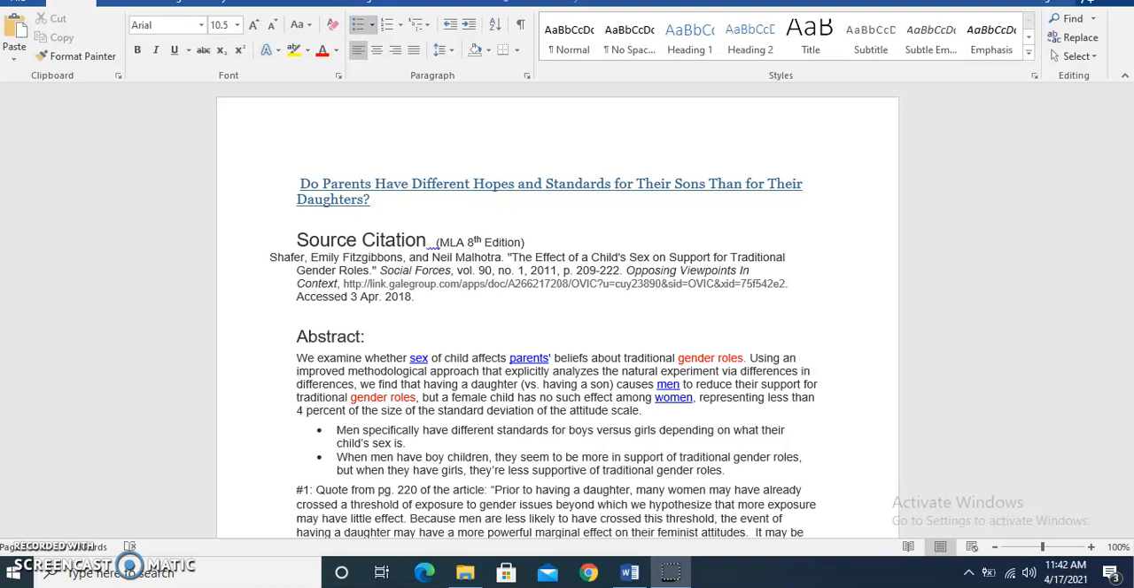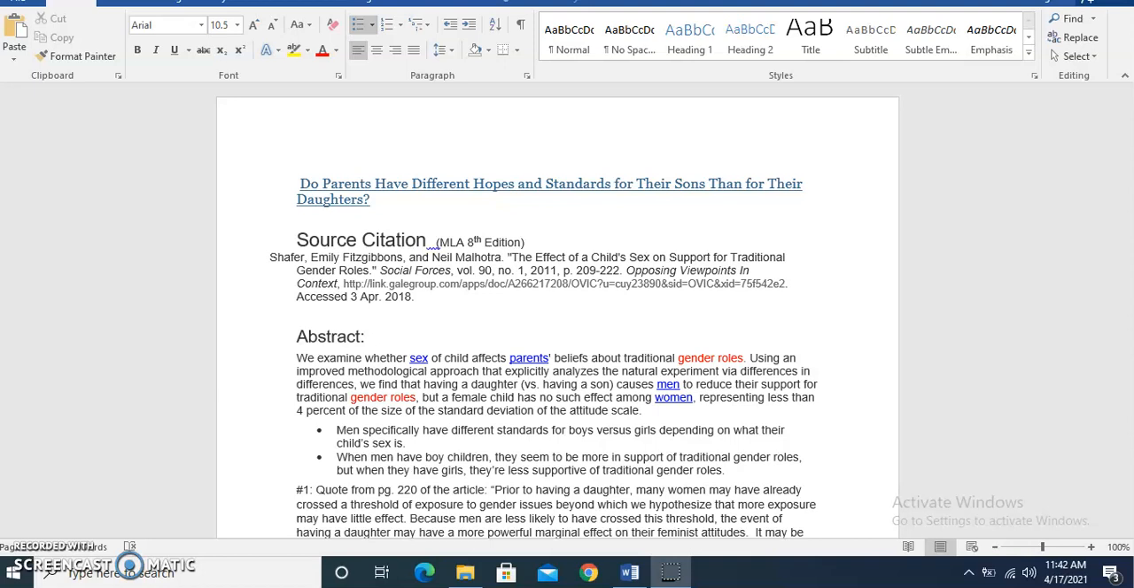The sample question that I came up with was, do parents have different hopes and standards for their sons than for their daughters? Because if I were doing a proposal essay, maybe I would argue that this is a problem when parents treat their sons and daughters differently, and that impacts how successful they are later in life, right? But I'm posing it as a question to see if my research can help me answer this.